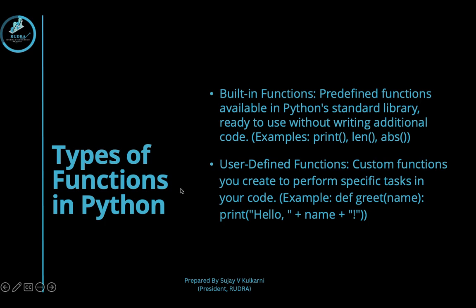Now let's look at the types of functions. There are built-in functions, such as print and length. Print is for printing a string or something on the screen. We can print whatever we want on the screen, which you have learned. And length is to find out the length of a string or list. So these are built-in functions. They are already present in Python's standard library. They are predefined. We just have to call them and use them. And there are user-defined functions, where we have to write the code and define what set of instructions they have to perform.